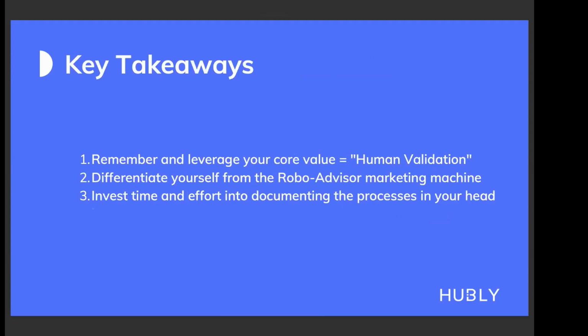But to quickly recap all the key takeaways from today, if you remember nothing else, remember and leverage the key value of financial planning, your ability to provide human validation. Two, differentiate yourself from the robo and capitalize on those key trends. Instead of looking at them as a bad thing, ask how you can actually meet those changing client expectations. And thirdly, once again, invest in your operational efficiency, because that's ultimately what you're going to have to do to succeed in the future, because the number of clients you're going to be managing is going to grow at an unprecedented rate.